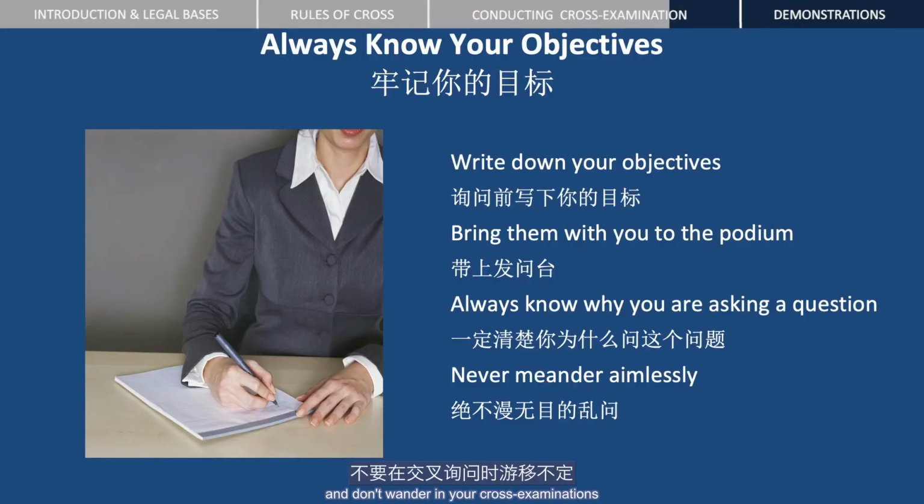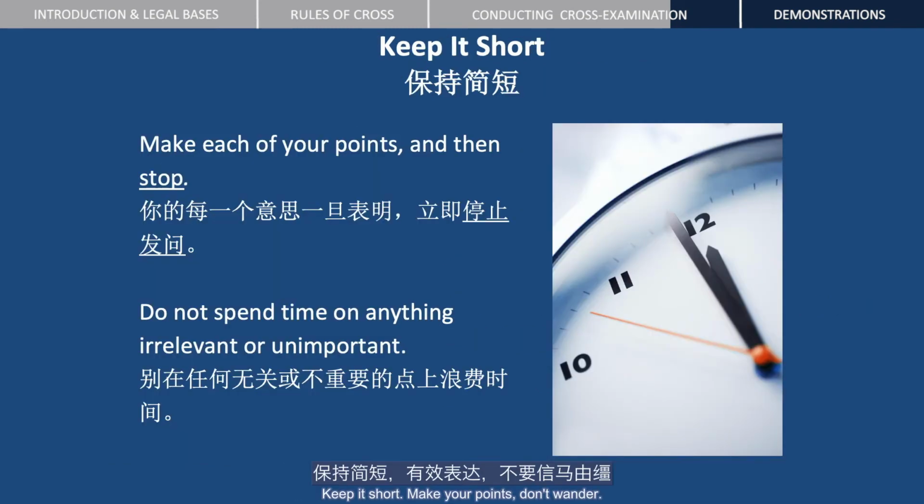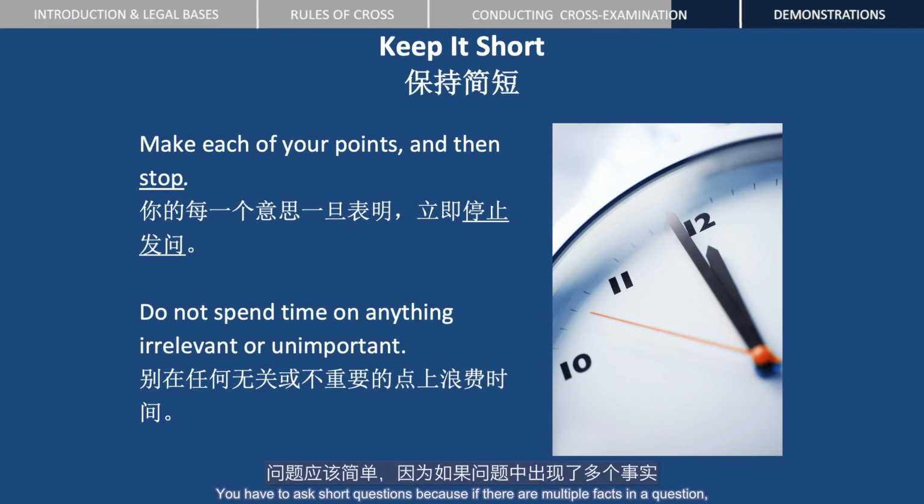You've got to have clear goals. You have to have them written down in front of you so you know what you're trying to do. And don't wander in your cross-examinations. Know why you're asking the question, what your goal is, and when you reach your goal, move on to your next topic. Keep it short, make your points, don't wander. You have to ask short questions, because if there are multiple facts in a question, it gives the witness a chance to try to wiggle out of it. So your questions must be short, crystal clear, and have one fact only in them.